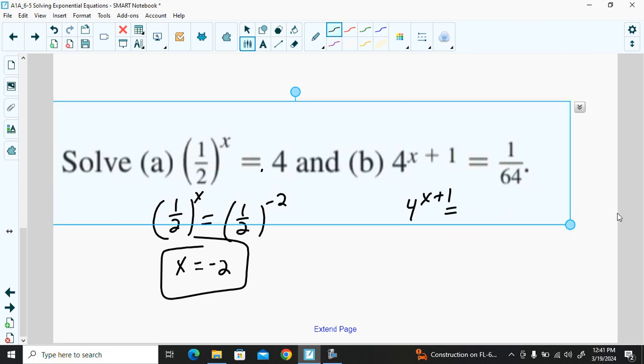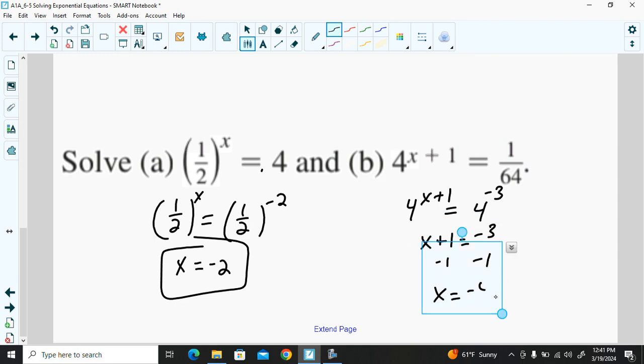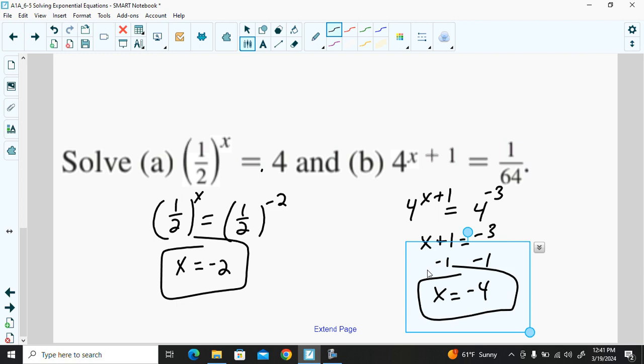I write 1/64 with a base of 4? Well, that's going to be 4 to the negative 3. All right, so we have bases are the same. I make my exponents equal to each other. X plus 1 equals negative 3. Subtract 1. Get x is going to be equal to negative 4.